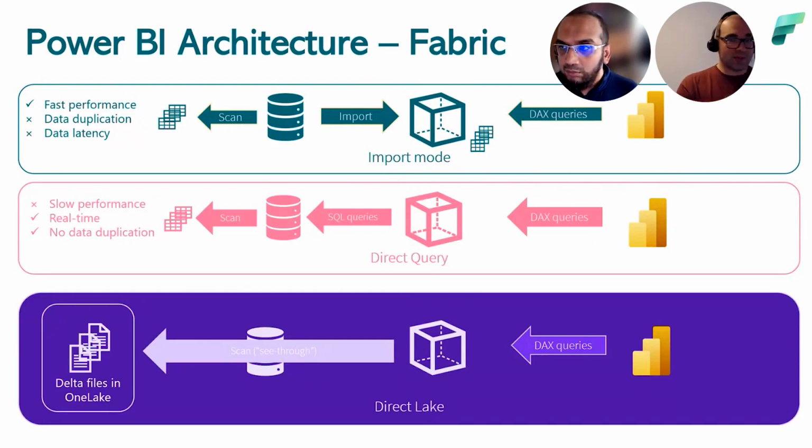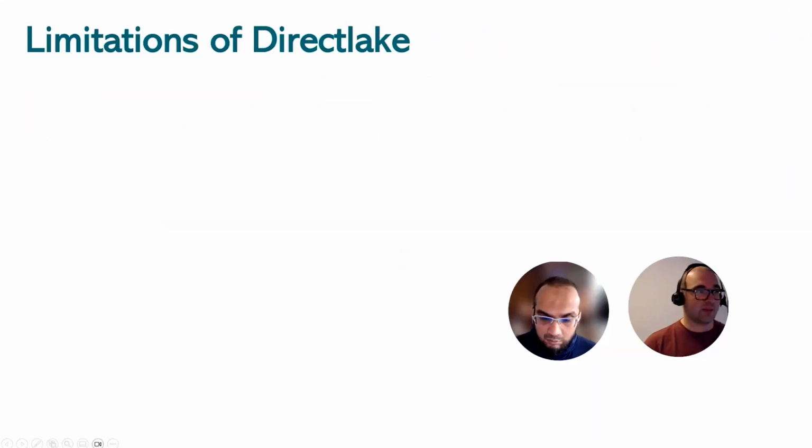In a nutshell, that's a hybrid approach, a hybrid of import and direct query. There is no data duplication, no data latency, because Power BI will read the data which is stored in OneLake delta tables directly. But this time with the performance of the import mode, or let's say very close to the import mode, because the data is stored in the same way, in the proprietary format in Analysis Services, which is suitable for fast data retrieval.